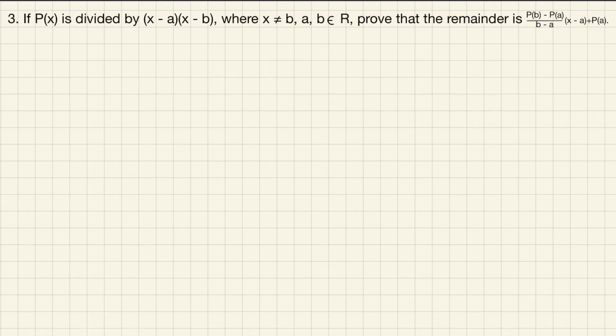Moving on, question 3. If p of x is divided by x minus a times x minus b, where x cannot equal a or b, and a, b are elements of the reals, prove that the remainder is p of b minus p of a over b minus a times x minus a plus p of a.